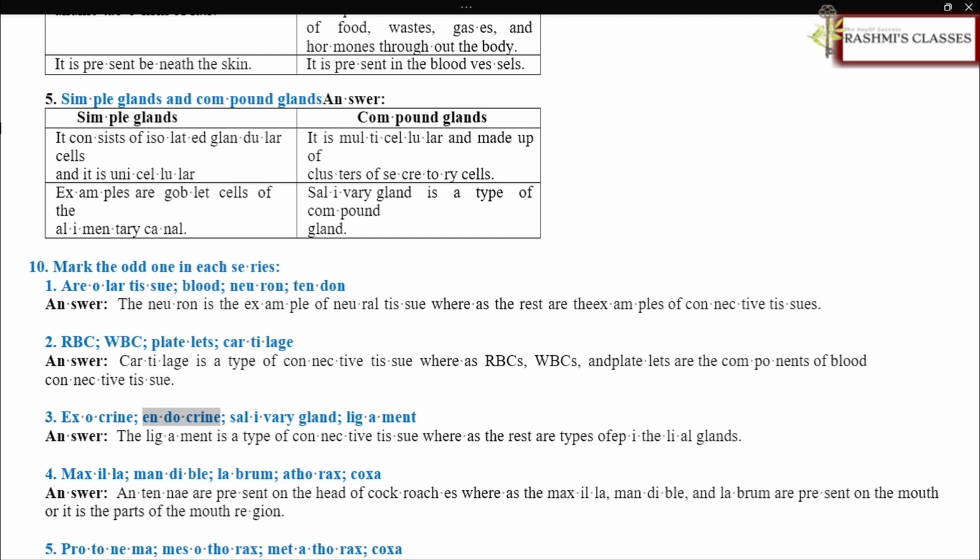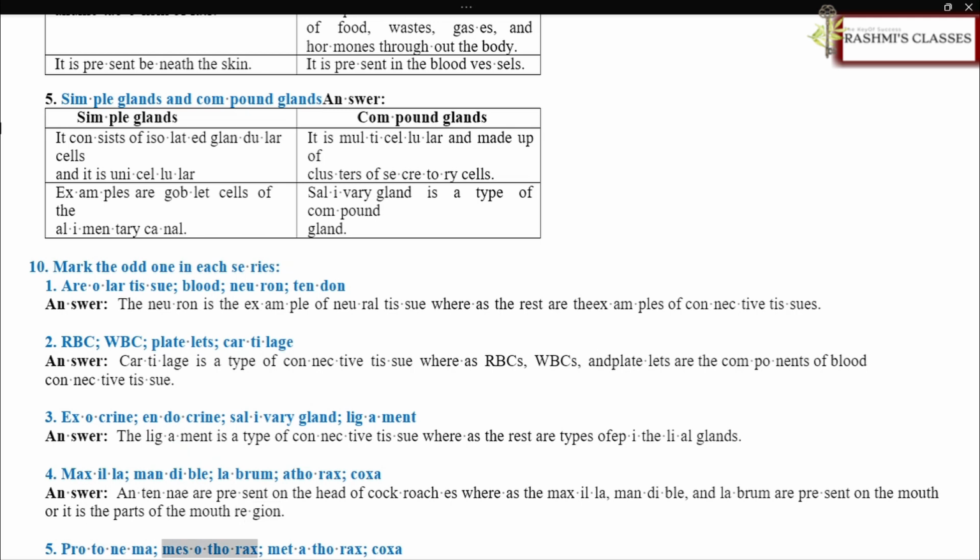Exocrine, endocrine, salivary gland, ligament. Answer: The ligament is a type of connective tissue, whereas the rest are types of epithelial glands. Maxilla, mandible, labrum, antennae, coxa. Answer: Antennae are present on the head of cockroaches, whereas the maxilla, mandible, and labrum are parts of the mouth region.